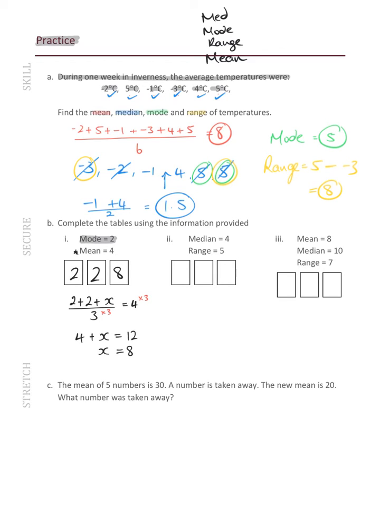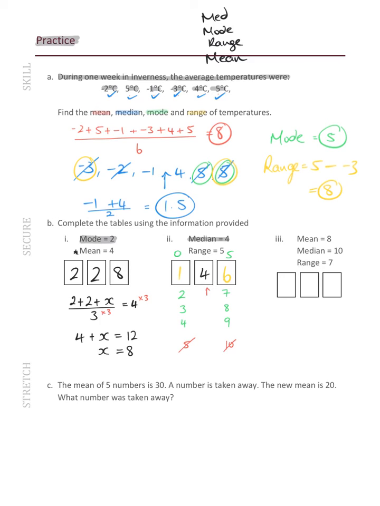Okay, next one, median and range. So I'm going to start with median. So the median is the middle. So the middle one has to be a 4. And in fact, the range means we could go anywhere on either side of this. So if this is going to be a 1, then that has to be a 6. But you could also have 2 and 7, 3 and 8, or 4 and 9. You couldn't have 5 and 10 because the 4 has to be in the middle. So any of those 4 answers are fine. Or in fact, you could have 0 and 5. Anything with a range of 5.